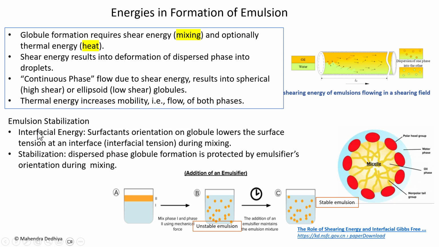Emulsion stabilization requires lowering interfacial energy. Surfactant orientation on the globule lowers the surface tension at the interface during mixing. Dispersed globule formation is protected by emulsifier orientation. Oil is the dispersed phase and water is shown as the continuous phase. The emulsifier will orient so that the polar head faces the water phase.